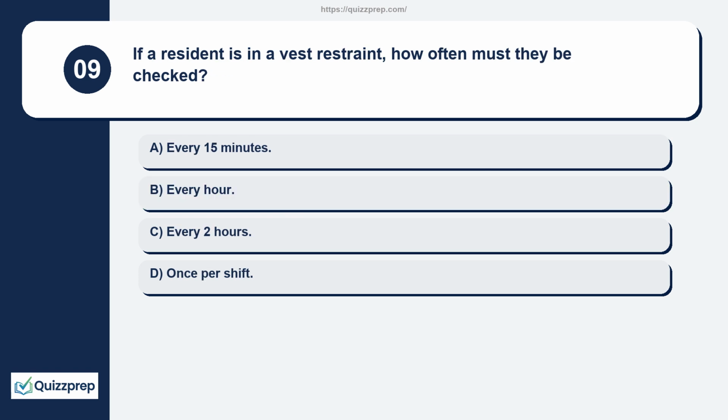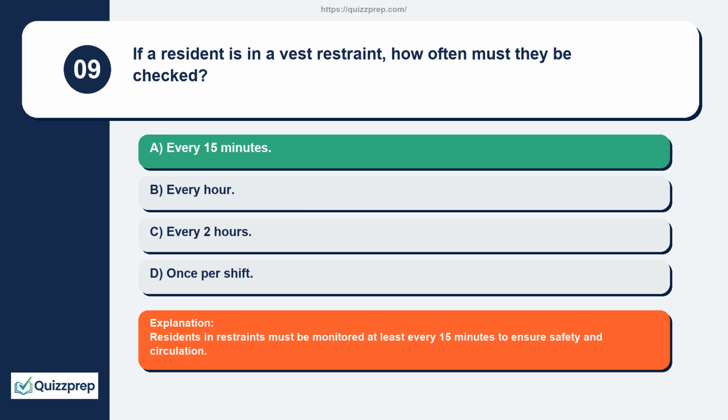Question 9. If a resident is in a vest restraint, how often must they be checked? Every 15 minutes. Every hour. Every 2 hours. Once per shift. Residents in restraints must be monitored at least every 15 minutes to ensure safety and circulation.